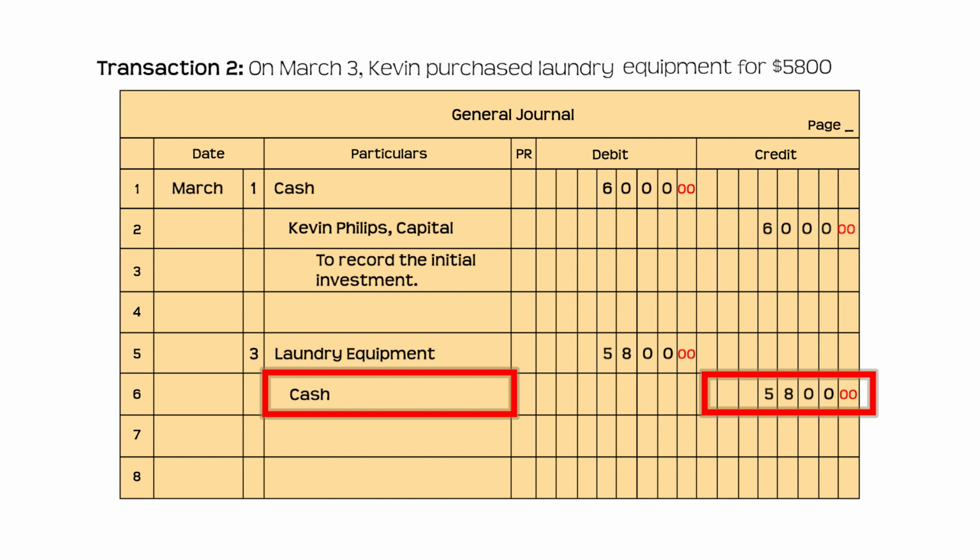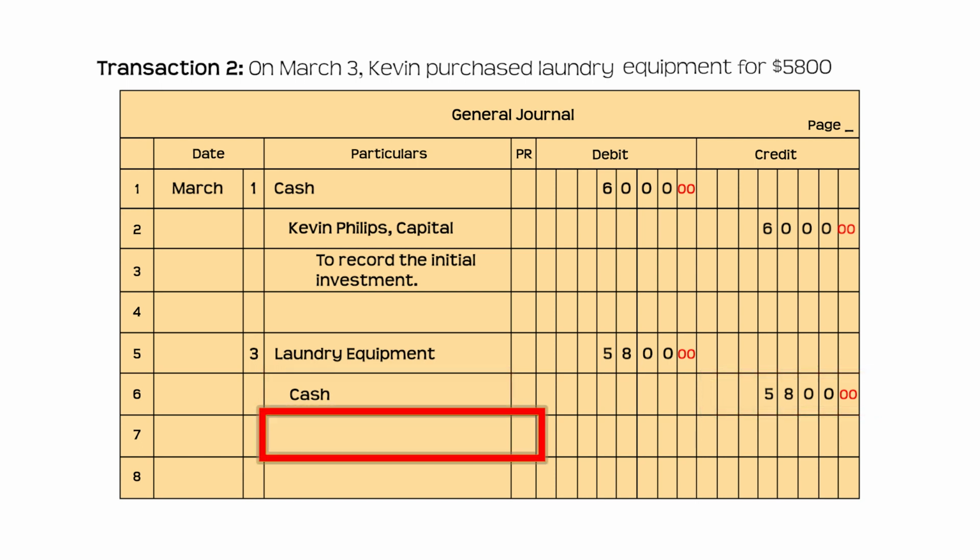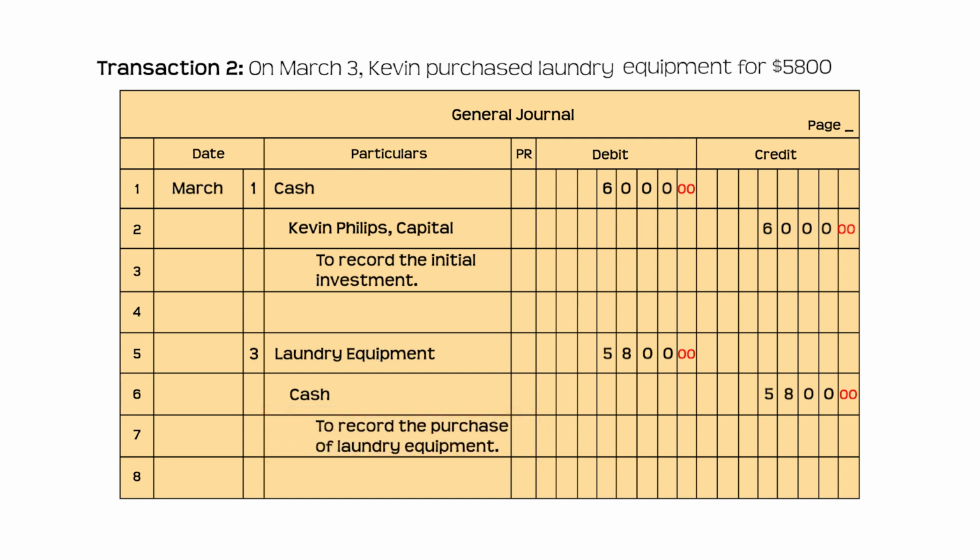We credited cash to decrease the amount of cash invested in the business since it was used to purchase the laundry equipment. The explanation part is quite easy. You can just say, to record the purchase of laundry equipment. With that, journalizing the first two transactions of Kevin is done.